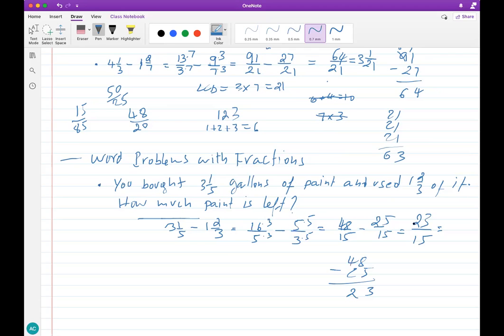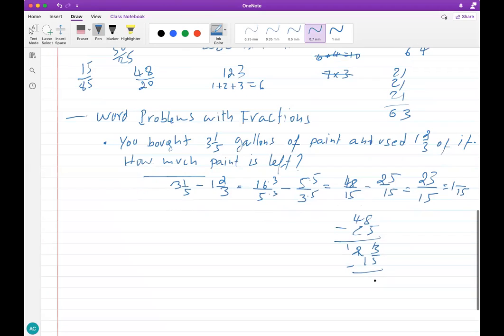How many times is 15 going into 23? Once. That's right, once. Same number here, 15. And what's the remainder? If you subtract 15, you'll get 23 minus 15, which is 8, and 0 here, right? 1 minus 1, so you have 8 left.